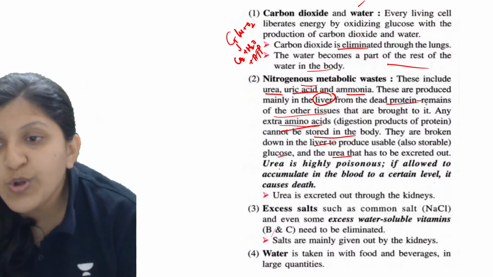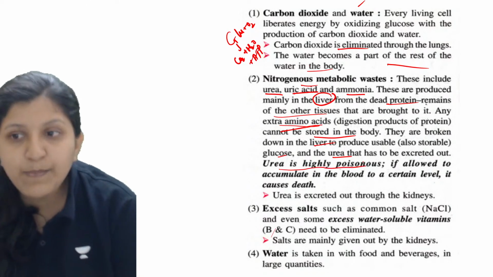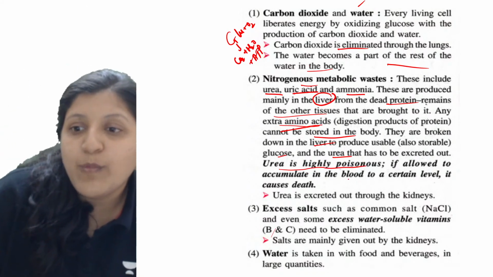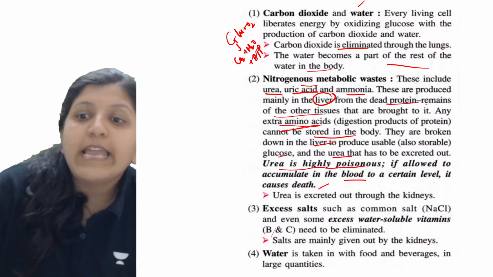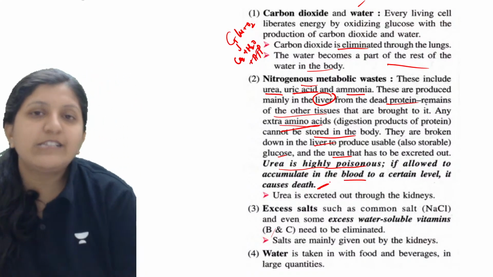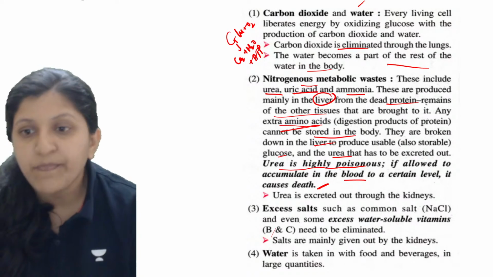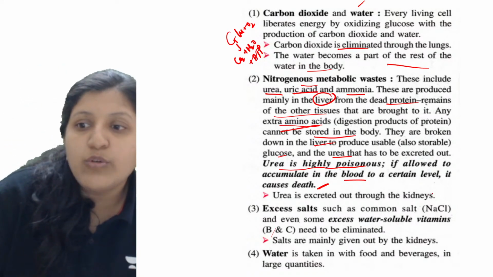If urea is not excreted, it is highly poisonous and it will accumulate in the blood and can even cause death, and that's the reason we need to get rid of this urea. Urea is excreted out through the kidneys.